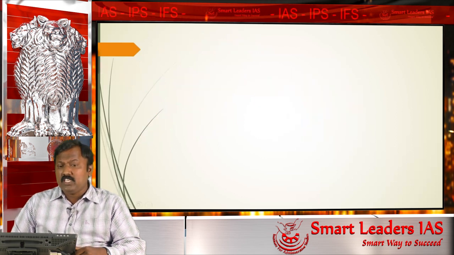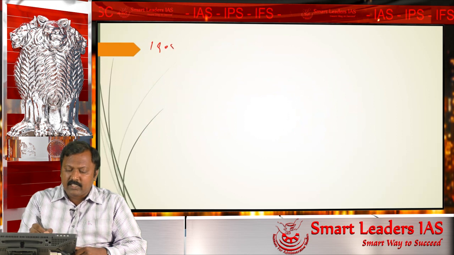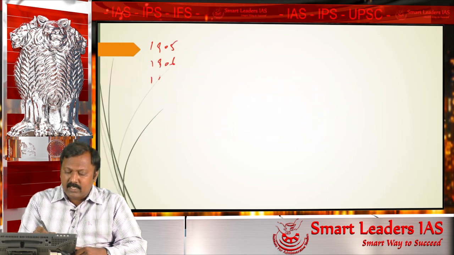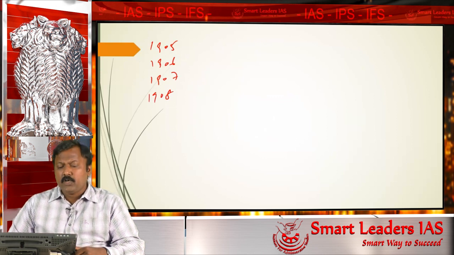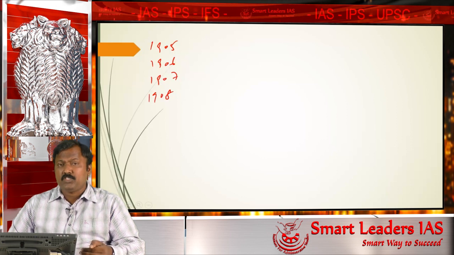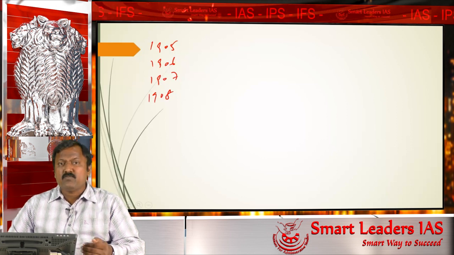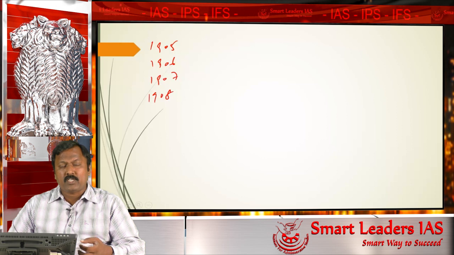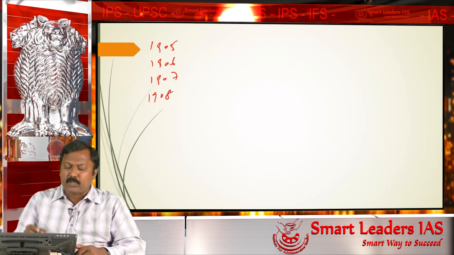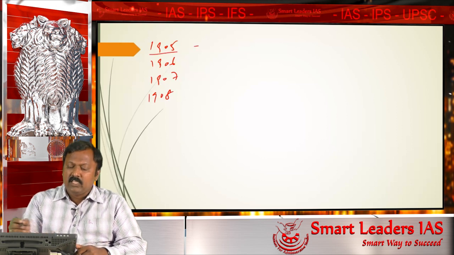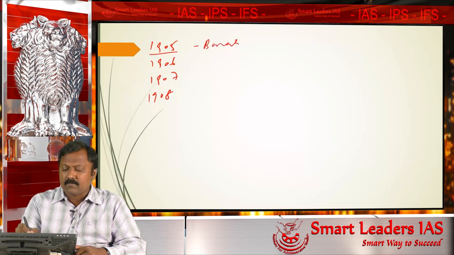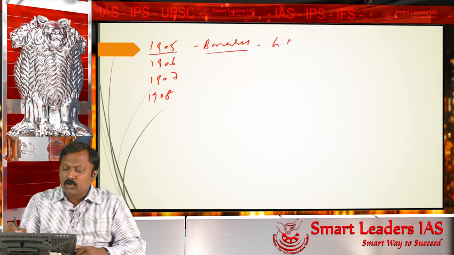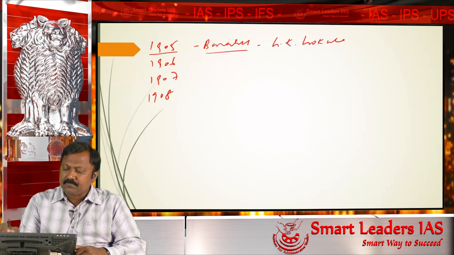The next important years are 1905, 1906, 1907, 1908. These years are important because in the year 1905 the partition of Bengal happens. After the partitioning of Bengal and the subsequent Swadeshi boycott movements, the Congress and its sessions become very important. So in the year 1905, the Congress was held in Banaras, and the president was Gopal Krishna Gokhale.